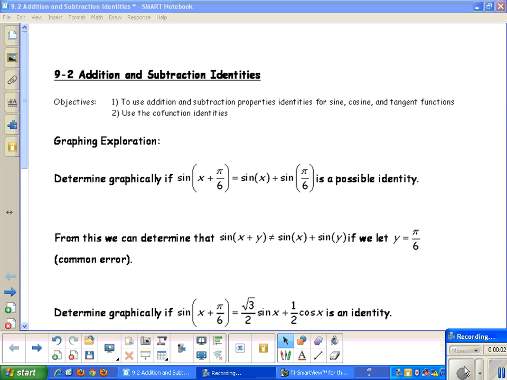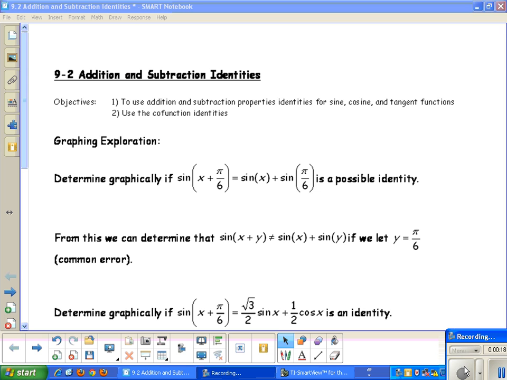Section 9.2, Addition and Subtraction Identities. The objectives that we're going to do are to use the addition and subtraction properties, or identities, I should say, for sine, cosine, and tangent functions, and use cofunction identities. So let's do a little exploring.